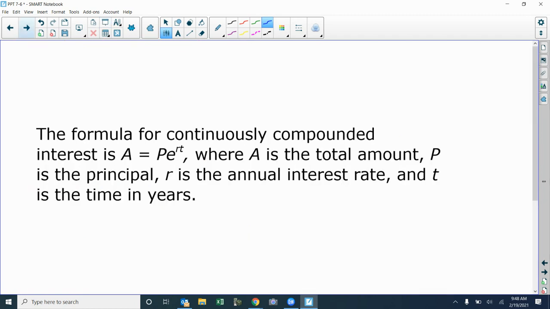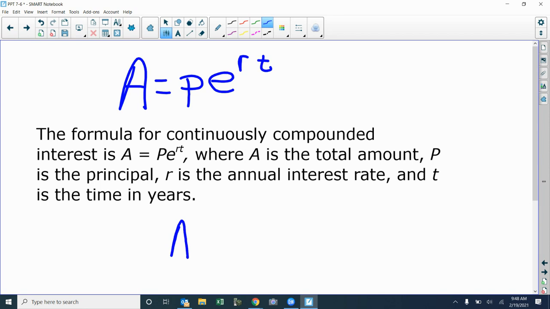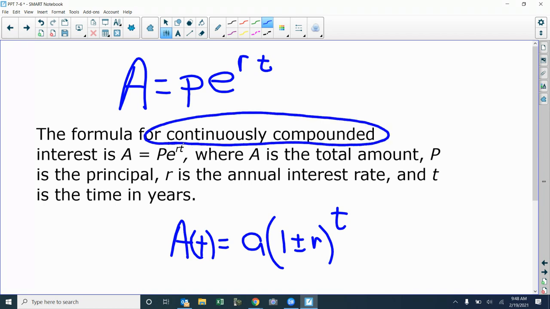Simplifying, ready to move on to this one right here. Amount is equal to my starting principal, e raised to the rate times time. This is going to replace amount after time is equal to my initial amount, 1 plus or minus my rate, raised to the time. This one up here is continuously compounding. That's all you need to remember.